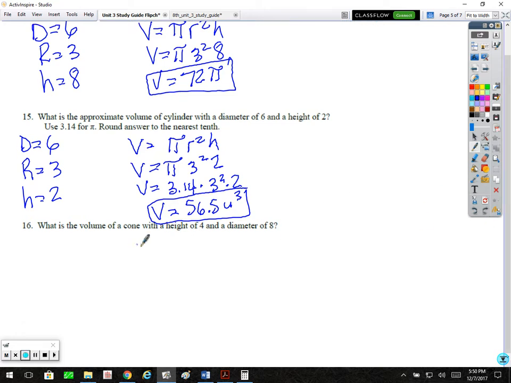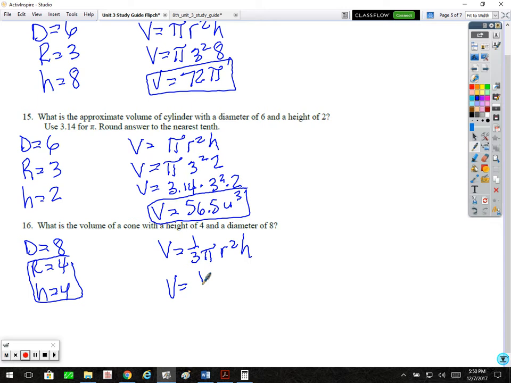Alright, what's the volume of a cone? Well, first off, I see diameter is 8. That means my radius, half of that, is 4. And then I have a height of 4. Alright, cone. Volume is 1/3 pi r squared h. So plug in what we know. These are the two numbers we're going to be using right here. Volume 1/3 pi 4 squared times 4.